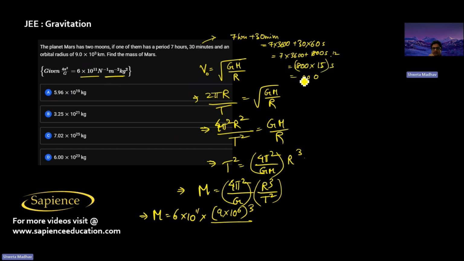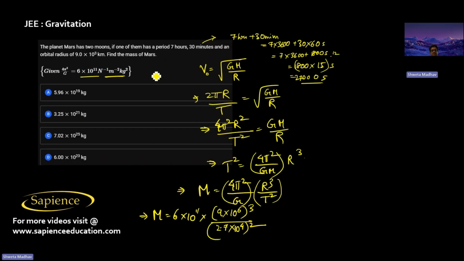And then 51 15, so 27,000 seconds. So this is divided by 27,000, so (2.7 × 10^4) whole square. So you have to do, then we get the mass of Mars. So therefore the mass of Mars is 6 × 10^11 kg, this is (9 × 10^6) whole cube, divided by (27 × 10^3) whole square.